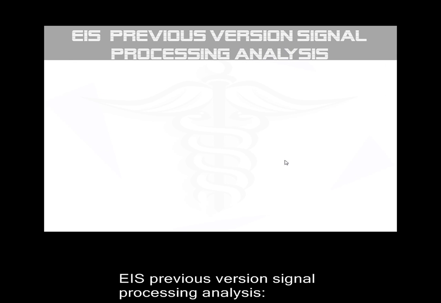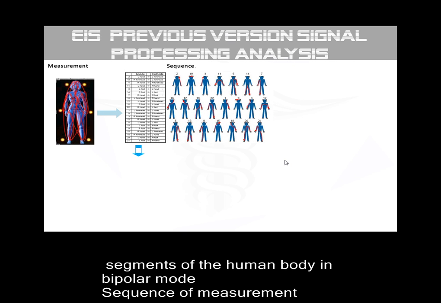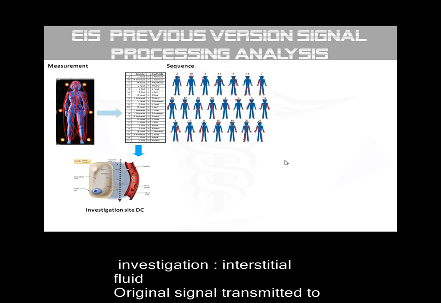EIS previous version signal processing analysis. Measurement of 22 segments of the human body in bipolar mode. Sequence of measurement. Site of investigation, interstitial fluid. Original signal transmitted to the software.